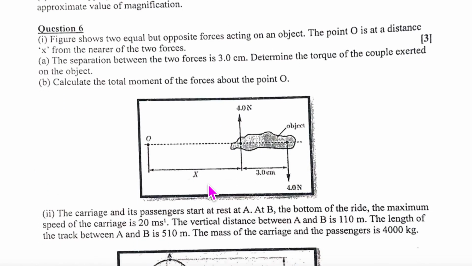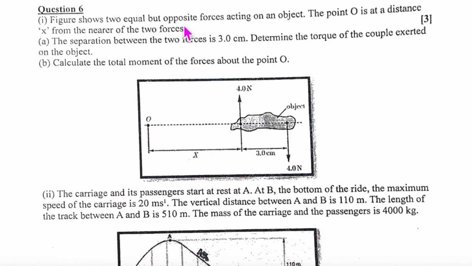Number 6 shows two equal and opposite forces acting. X is, where is X? X is here. Point O is at a distance X from the nearer of the two forces. The separation between the forces is 3 centimeters. Determine the torque. What will be the torque?